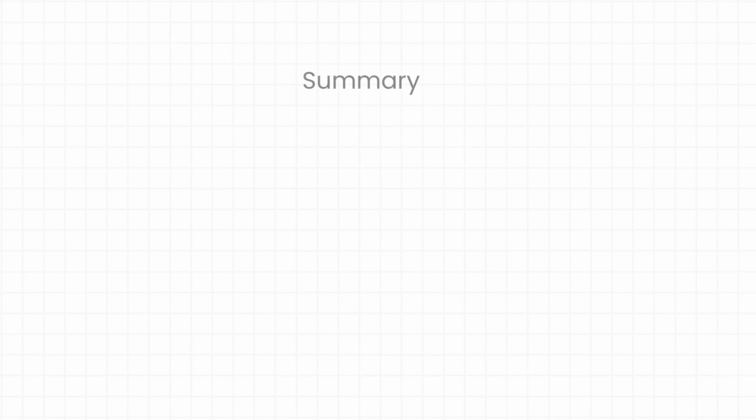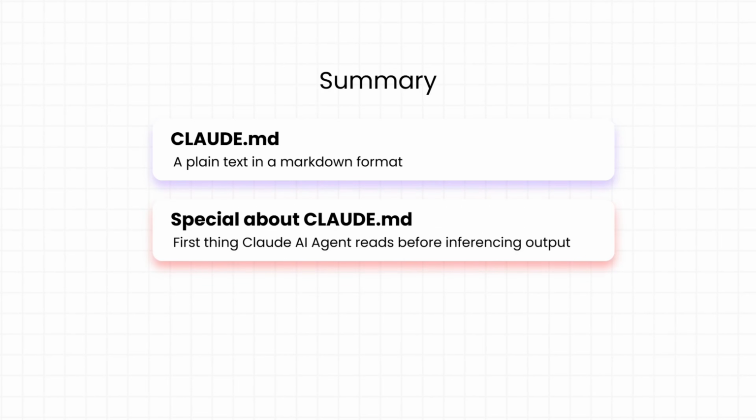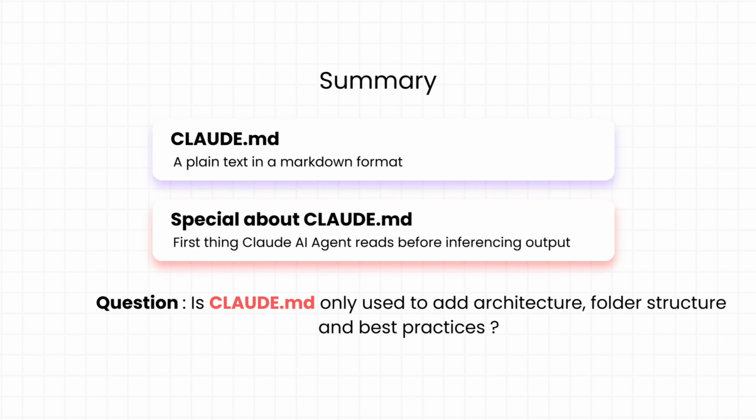Lastly, let's summarize the topic today. Firstly, Claude.md is nothing but just plain text in a Markdown format. The only special thing about it is it's the first thing the Claude model reads before inferencing, which tends to decide the direction. Now, is Claude.md only used to add architecture, folder structure, and best practices? Of course not. It can be used for more.